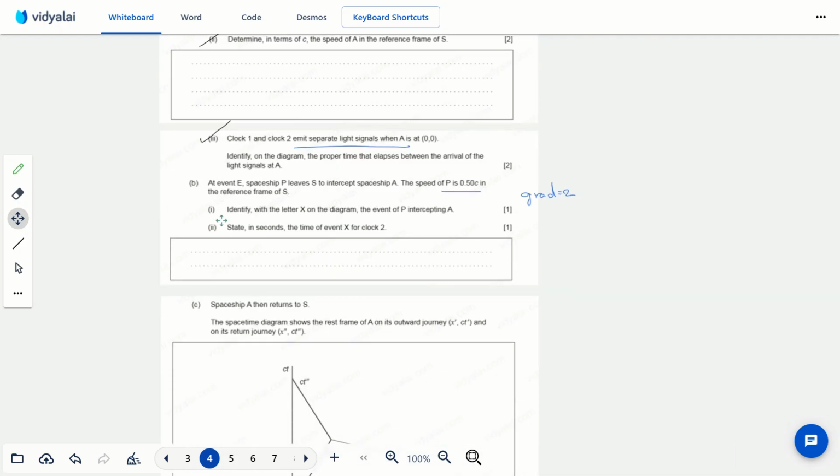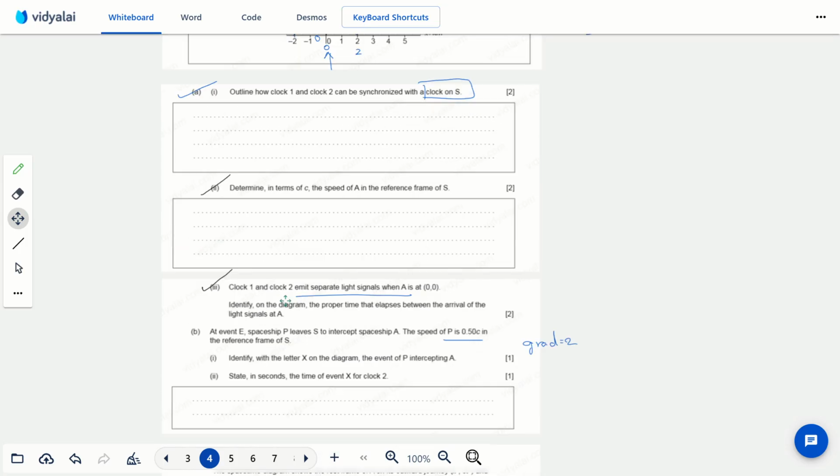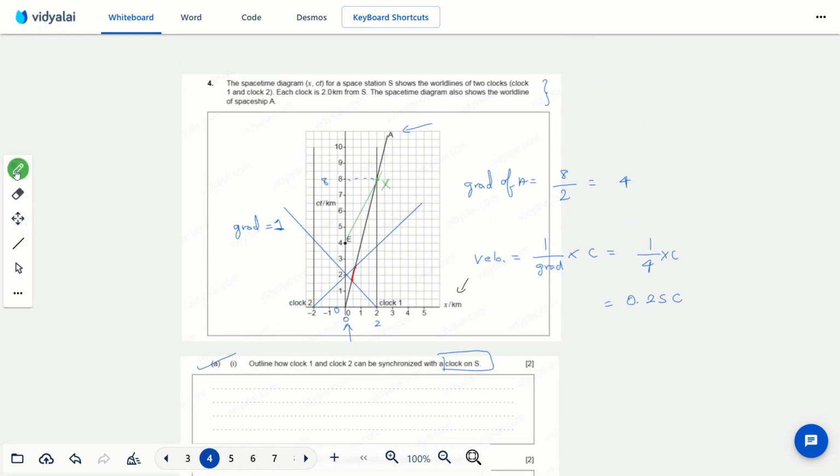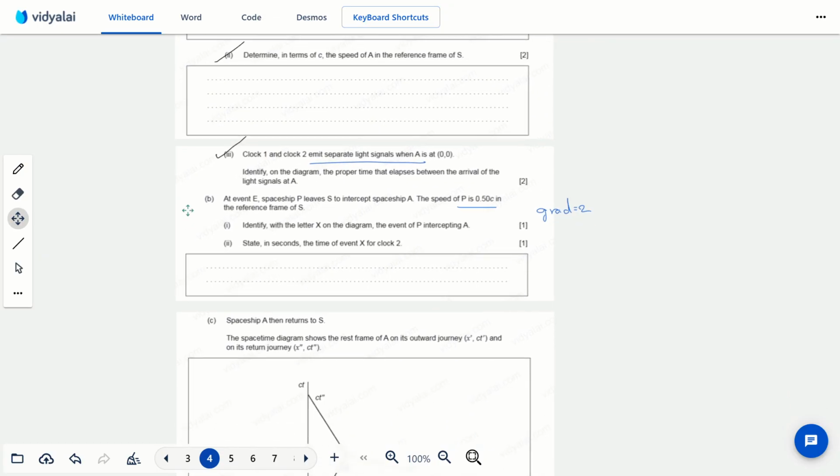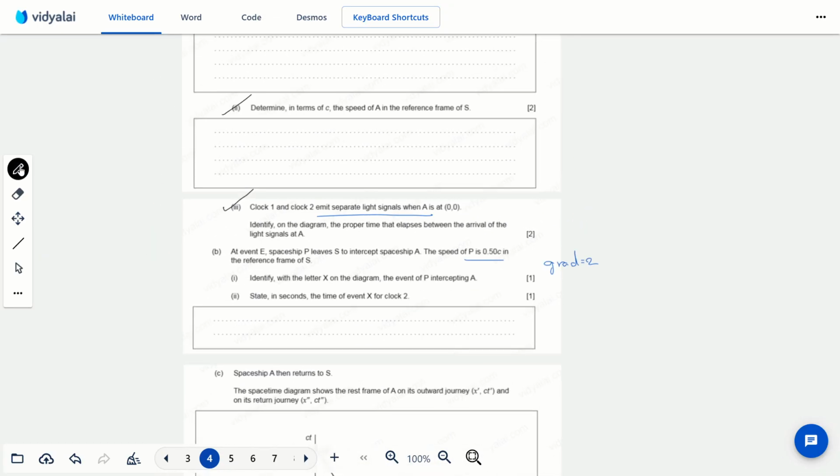And for the second part of the question, we need to find out the time of event X relative to the second clock. So it's really just 8 seconds. ct is given in kilometers, but when we convert that into seconds, it would come out to be 8. So it's 8 seconds.